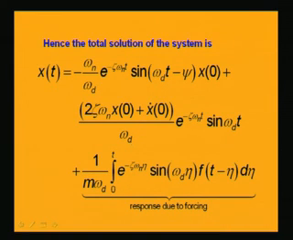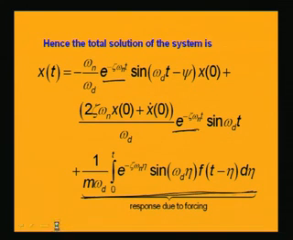You can observe that the first two parts contain the term e to the power minus zeta omega n t. So when t tends to infinity, these two terms will die down and reduce to 0. So these two are the transient response of the system. When t tends to infinity, the remaining response will be nothing but the third part. This part is the steady state solution of the system for a particular forcing.